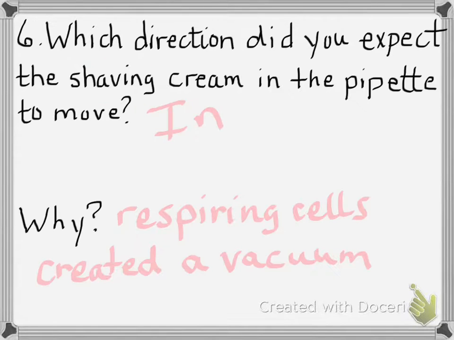In. And the reason why is that we put these respiring cells inside of the test tube, and those respiring cells should have been using up gas, thus creating a vacuum. If you don't like the word vacuum, you could use the word suction, because they were using up a gas, and that would have created a suction. Thus, the shaving cream would have moved inward.